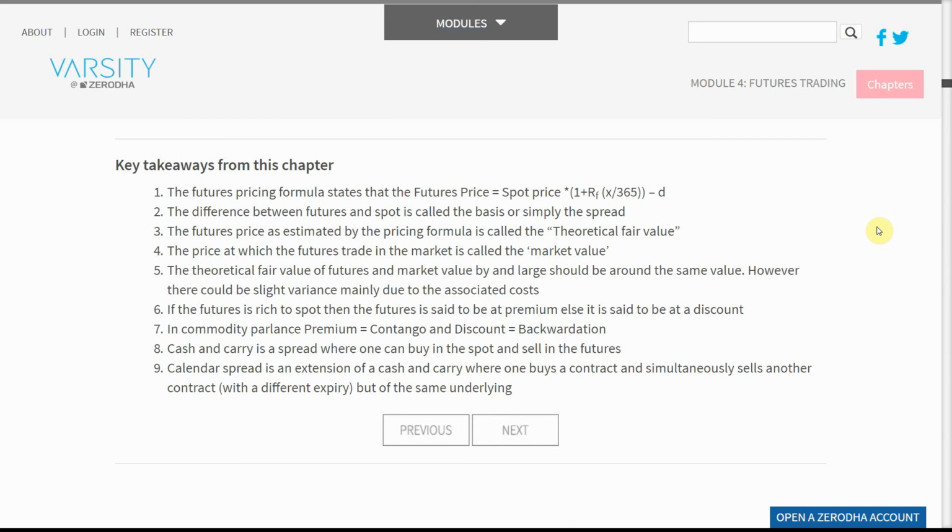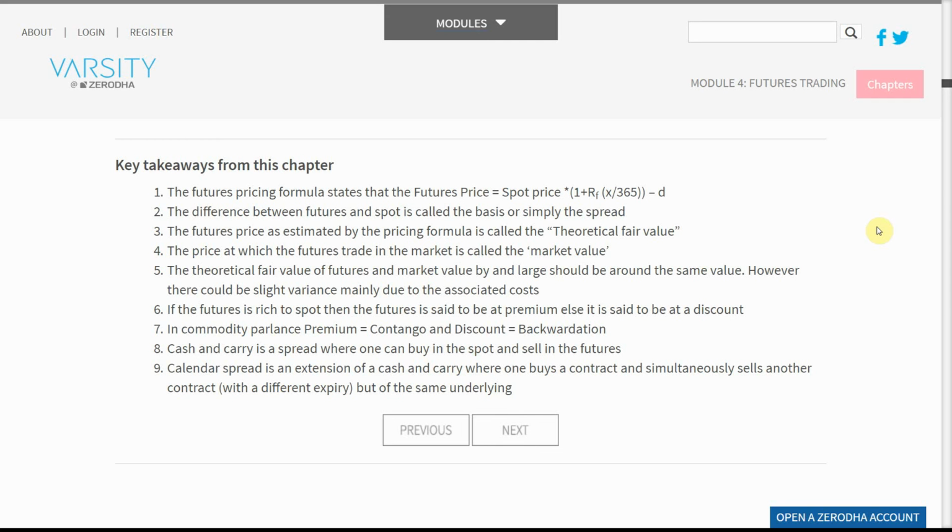The futures pricing formula states that the futures price equals spot price times (1 plus RF times D/365). The difference between futures and spot is called the basis or simply the spread. The futures price as estimated by the pricing formula is called the theoretical fair value. The price at which the futures trade in the market is called the market value. The theoretical fair value of futures and market value by and large should be around the same value. However, there could be slight variance mainly due to the associated costs.